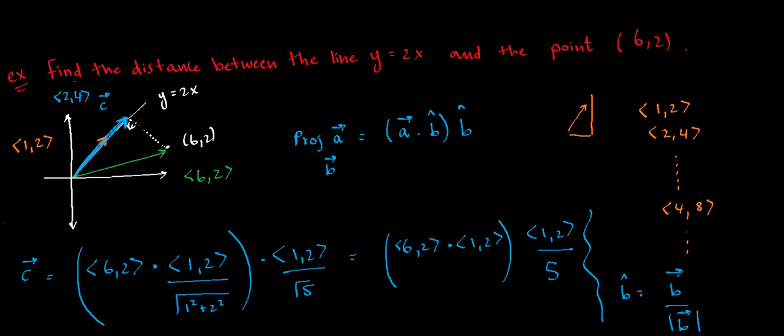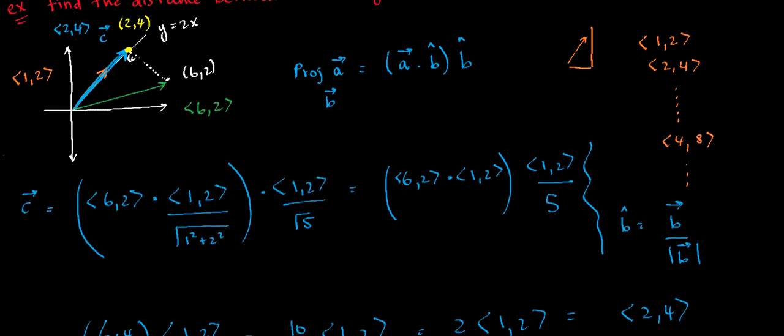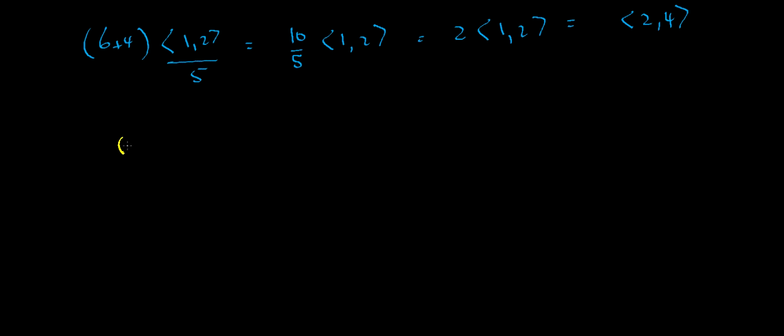Which means that this point, since this vector points from the origin, has the coordinates 2, 4. Now I have the coordinates of this point, and I was given the coordinates of this point, so we need to figure out the distance between 2, 4, and the original point, which was 6, 2.